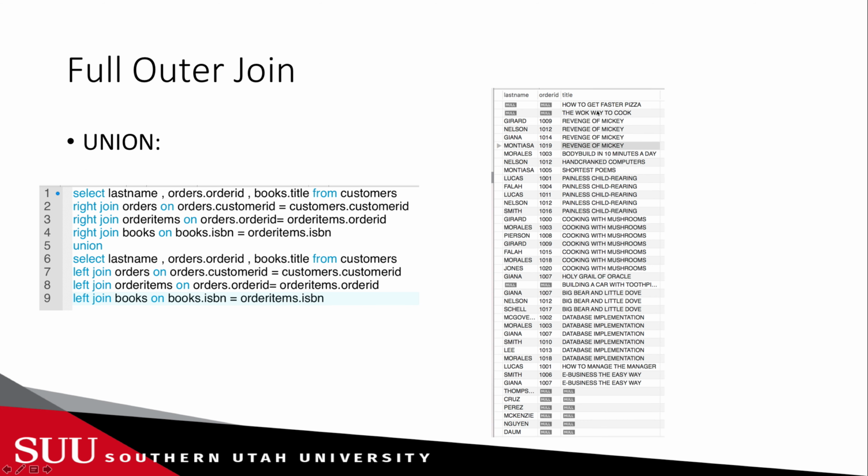If I have a book that's not in any order, I will not display anything in the order ID, and I will not display the customer last name because I don't have a customer who ordered that book. If I have a book that's being ordered by a customer, I will display the order numbers and the customer names. And if I have a customer without any orders, I will display the customer's last name, and they don't have any orders, so I don't have any data for their orders. And this is basically the full outer join.